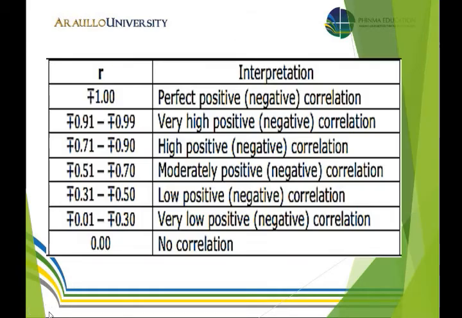Okay, next. So we have interpretation. If our computed value is positive or negative 1, so we have interpretation. If it's positive 1, this is perfect positive correlation. If it's negative 1, this is perfect negative correlation. As you can see, we have positive and then negative. And then at the end, we have 0.00, which is no correlation. So, yung illustration ng ating interpretation ay makikita nyo sa activity sheets nyo. Okay, next.